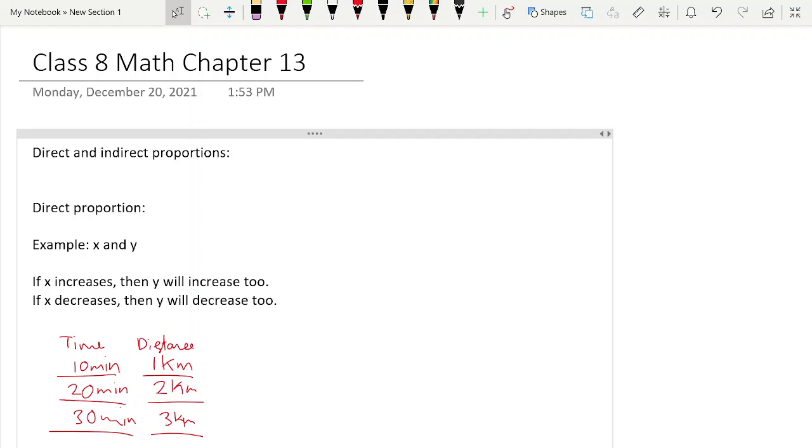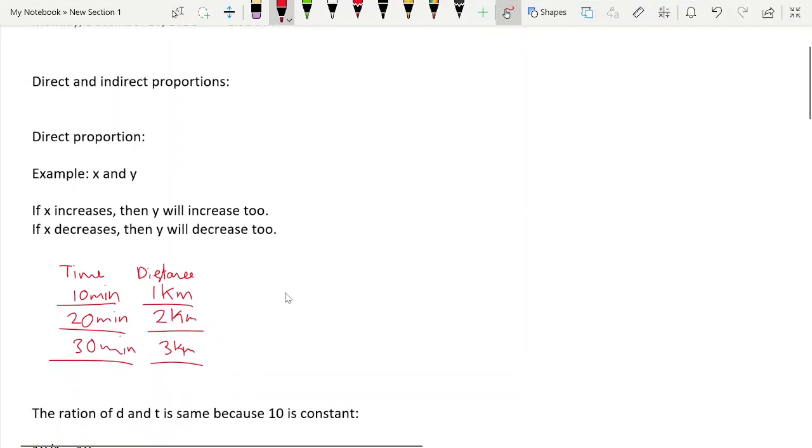In today's video, we're going to be exploring Class 8 Maths Chapter 13. Let's begin. The chapter name is Direct and Indirect Proportions. Now let's explore what direct proportion is.